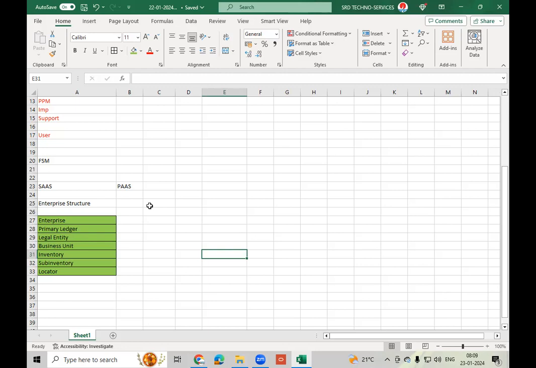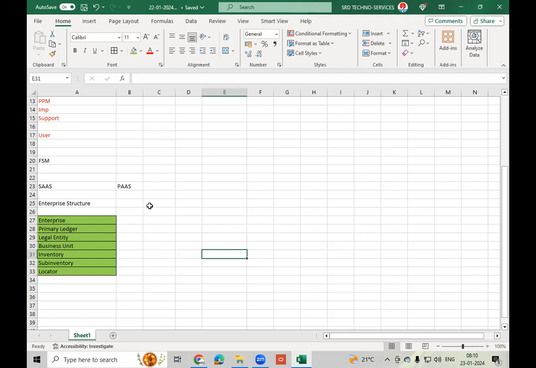So next, what is the locator? A locator is within the sub-inventory. You will not place the stock directly on the floor, right? You will maintain some physical structure, like some rows. In the row, you will maintain racks. That is one example I am telling you. In the rack, you will maintain the different levels. In the level, you will maintain the stock.